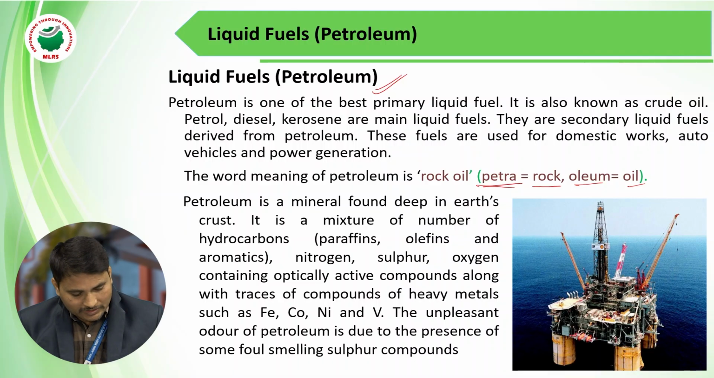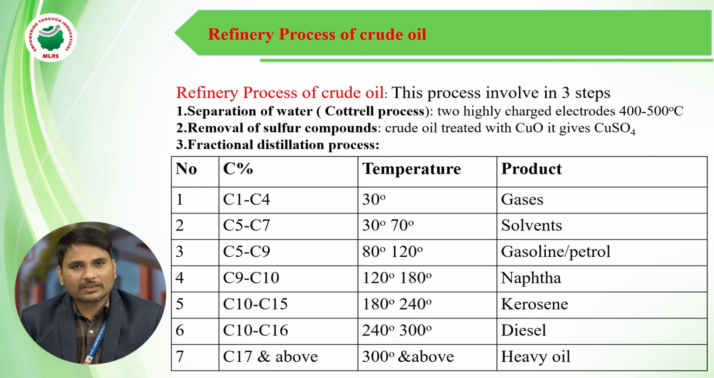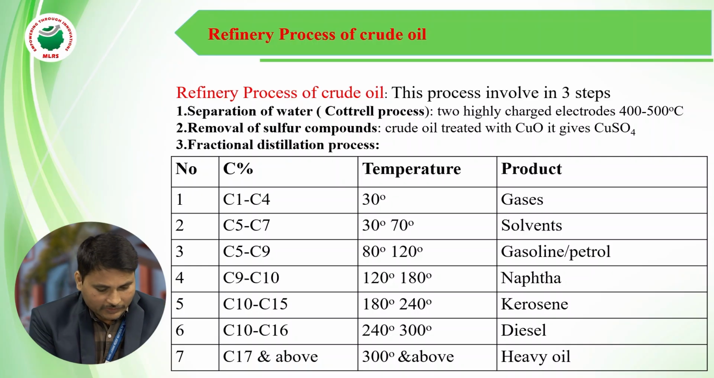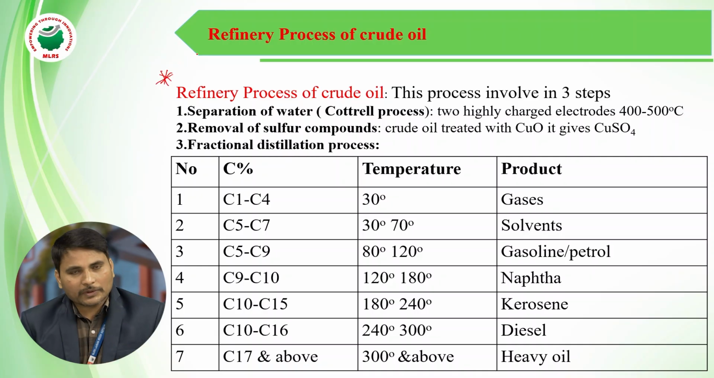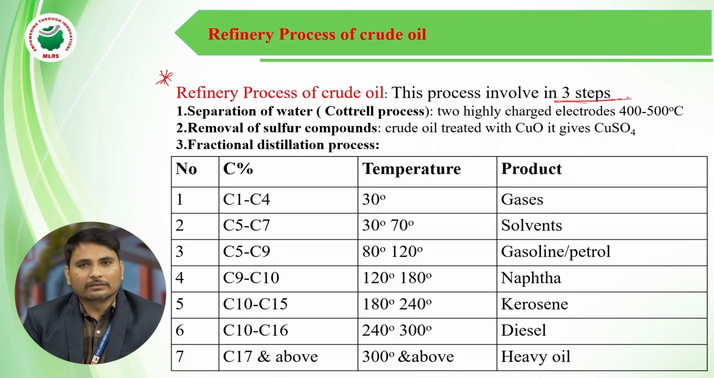First we will see the industrial refinery process of crude oil. It is one of the oldest and very effective methods to get our desired products from petroleum. This refinery process of crude oil involves three steps. In the first step, we remove the impurities from the crude oil.